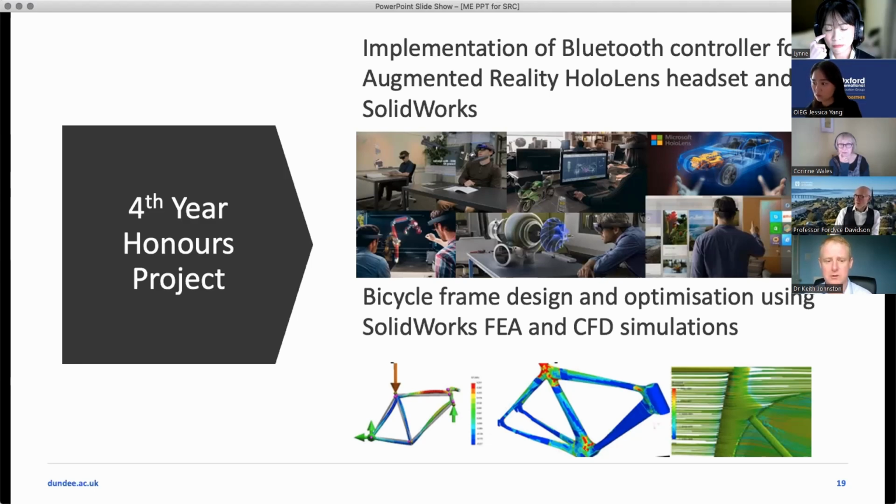And you can do this in your honours project, for example, or simulations as well for finite elements, CFD. So you can see some bicycle frames here that have had airflow simulated over them. You can optimize the bike frame design. You can go backwards and forward and see how your design has changed the stress and the strain, for example.